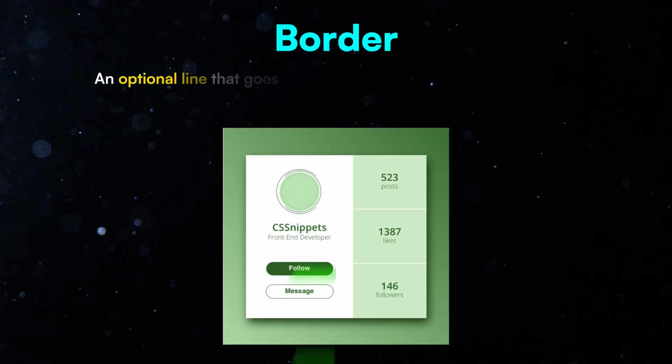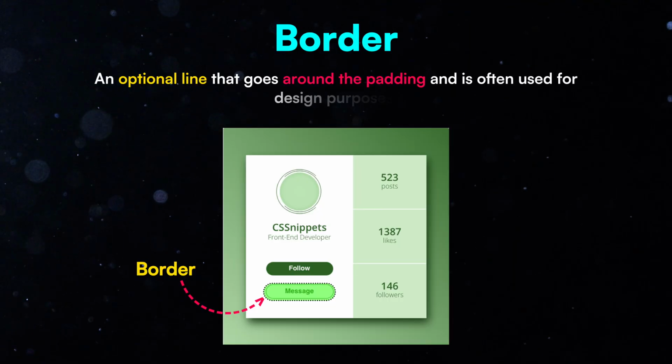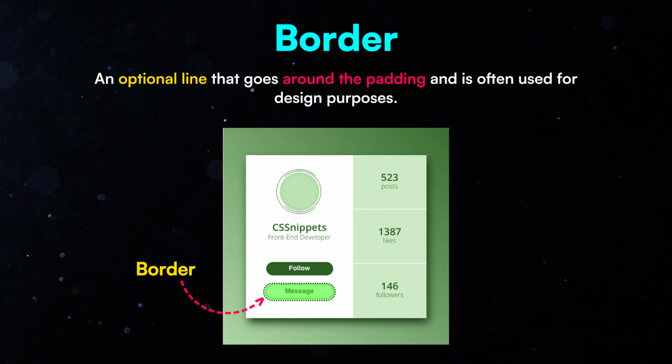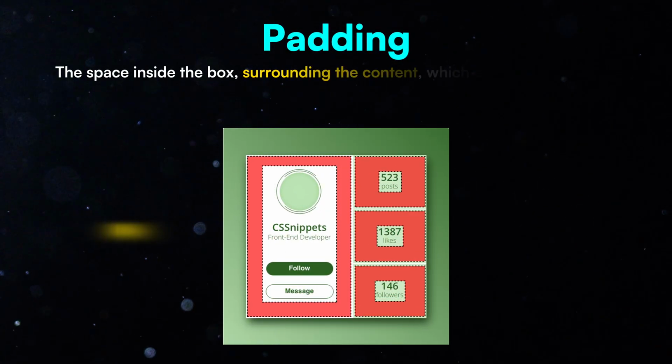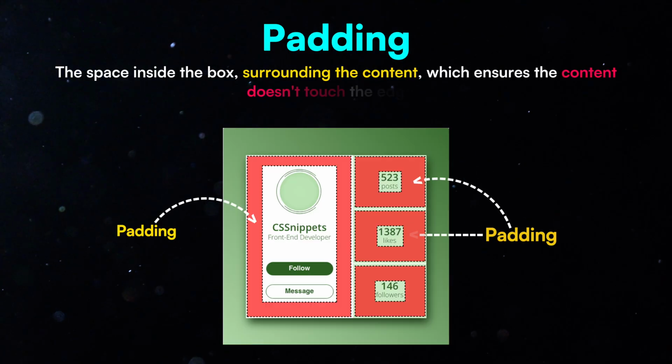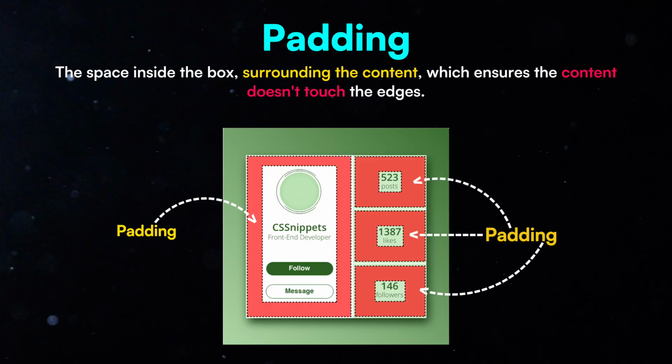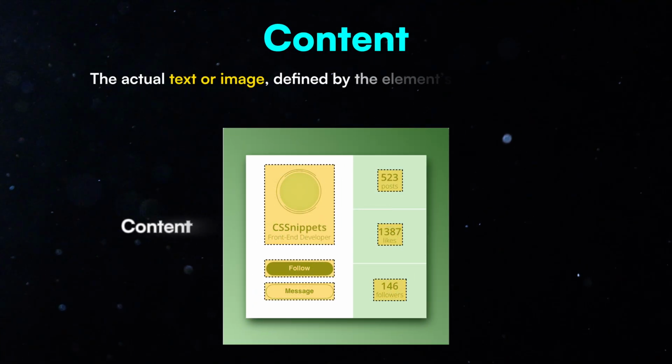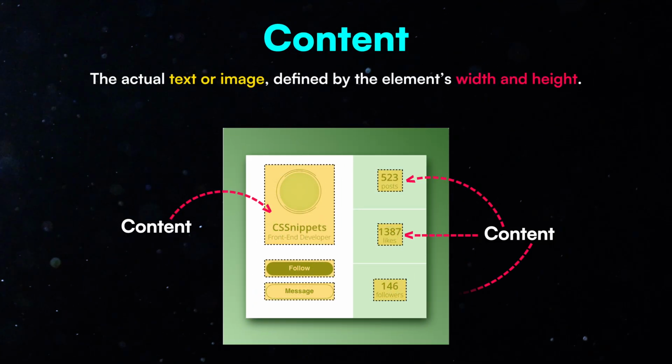The border is an optional line that goes around the padding and is often used for design purposes. The padding is the space inside the box, surrounding the content, which ensures the content doesn't touch the edges. Lastly, the content is the actual text or image, defined by the element's width and height.